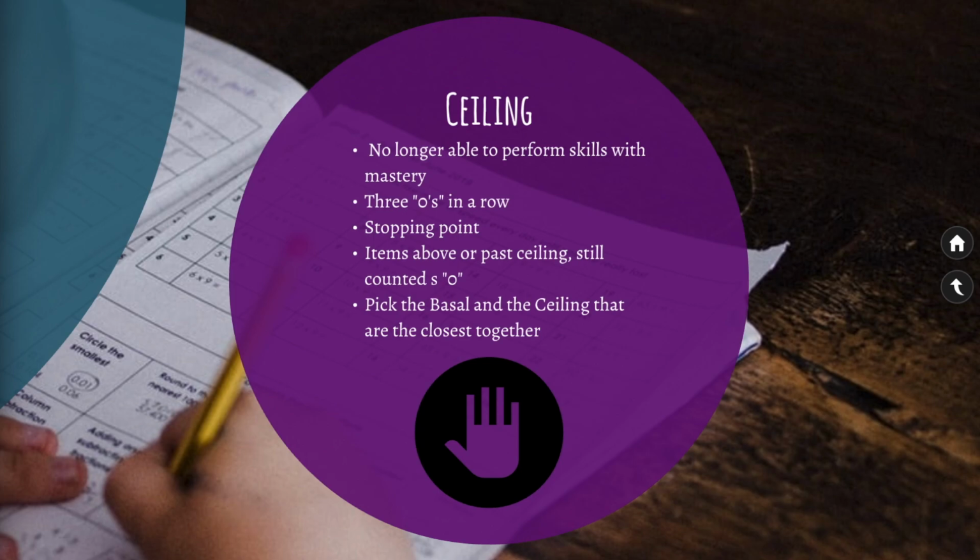There can be several basals and ceilings. Always pick the basal and the ceiling that are the closest together when computing the raw scores.